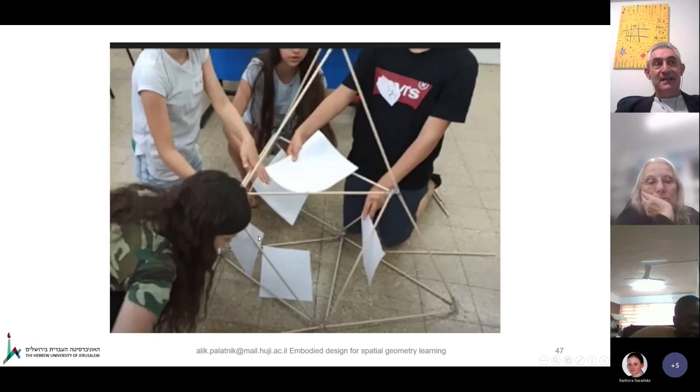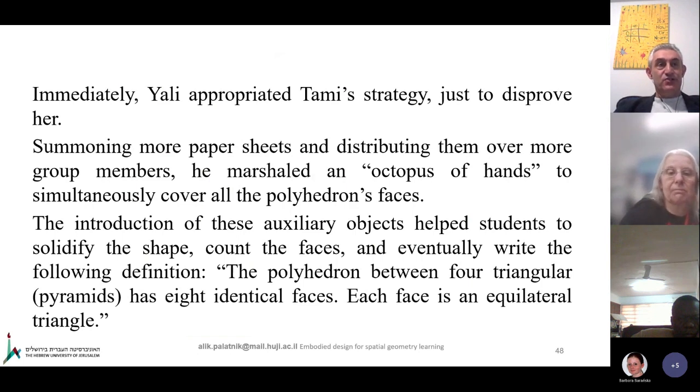But immediately Yali recognized the potential of this method, and he asked each of them to take 2 sheets of paper and apply them at the places where the faces are. So immediately Yali appropriated Tami's strategy just to disprove her. Summoning more paper sheets and distributing them over more group members, he marshaled an octopus of hands to simultaneously cover all the polyhedron's faces. The introduction of these auxiliary objects helped students to solidify the shape, count the faces, and eventually write the following definition. By the way, this is very good, I think, for 8th grade students. The polyhedron, between 4 triangular pyramids, has 8 identical faces. Each face is an equilateral triangle.